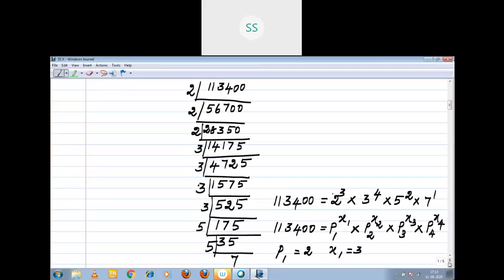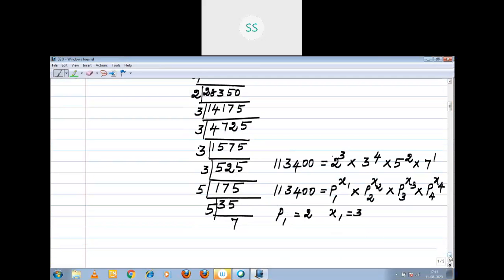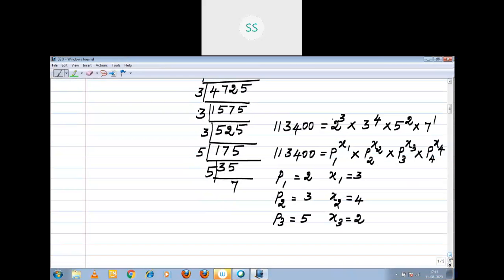Now, what is your P2? Anyone? Yeah, very good. P2 equals 3, x2 equals 4. Next, P3 equals 5, x3 equals 2. Got it, children? You have to equate your right hand side. The left hand side numbers are equal, so directly you can equate your right side. P4 equals 7, x4 equals 1. That only they are asking to find, right?